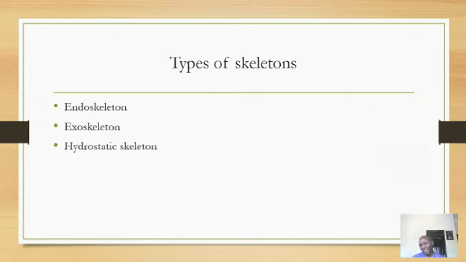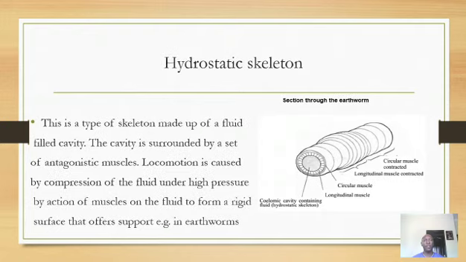Let's start by looking at the hydrostatic skeleton. The word hydro means water, and it is a skeleton which contains a cavity filled with a fluid within. Therefore, it's a type of skeleton made up of a fluid-filled cavity together with a set of muscles. But there are two sets of muscles, like in the earthworm. It has what we call the circular muscles and the longitudinal muscles, just like we can see from our visual there. These two sets of muscles are antagonistic.